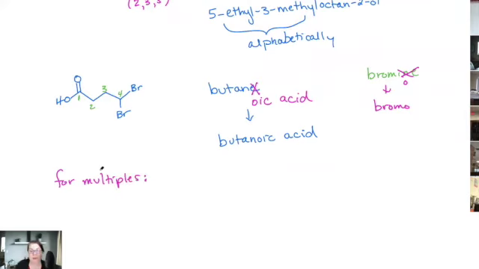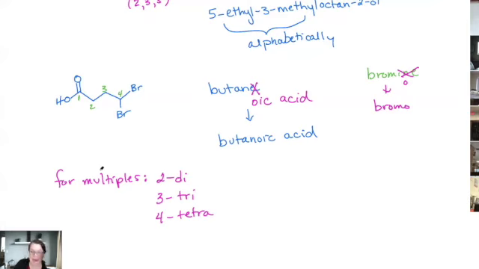for multiples, we're going to use some prefixes. If there are 2, we're going to use di. 3, we're going to use tri. 4, we're going to use tetra. And you're going to see we're going to use those adjectives a lot. We're going to talk about tri-substituted and tetra-substituted a lot during the semester. I don't know what happens after 4. I've really only seen it up to 4. So I guess it's something I should look up at some point.